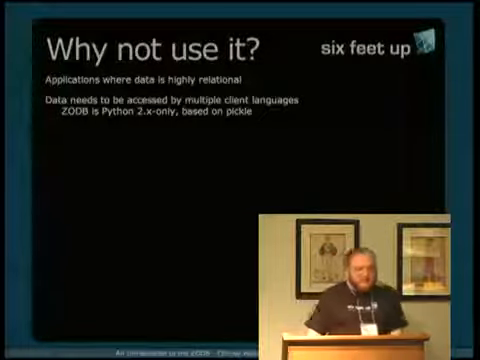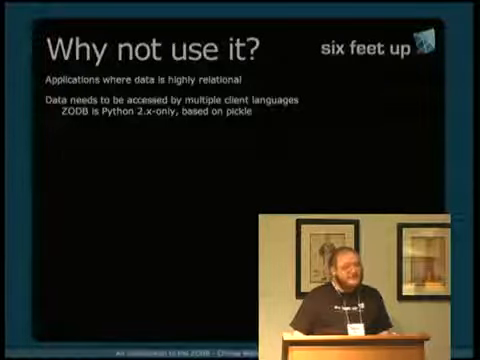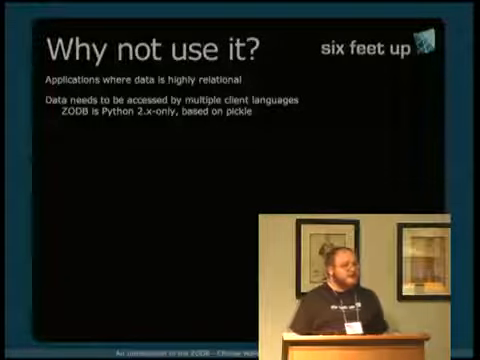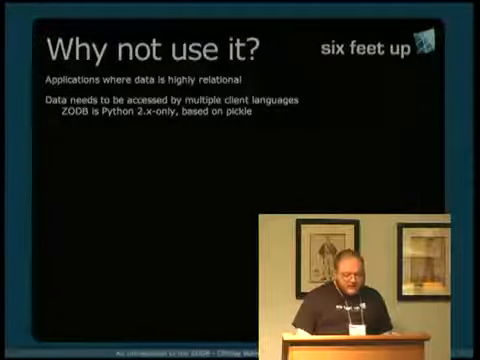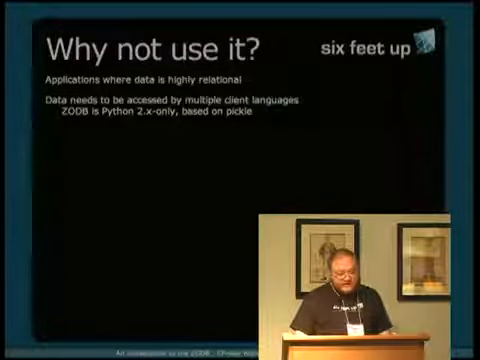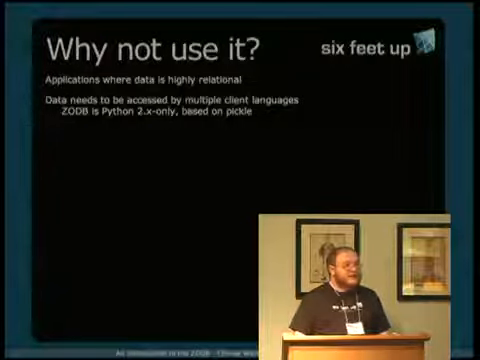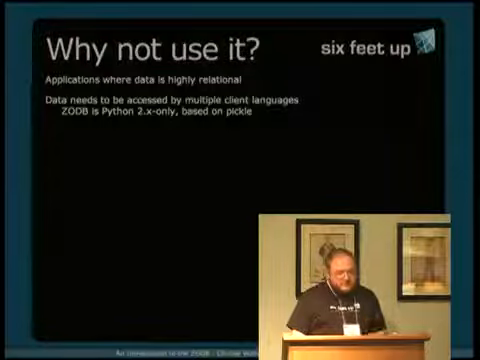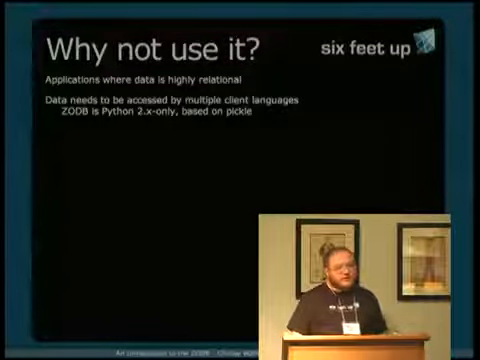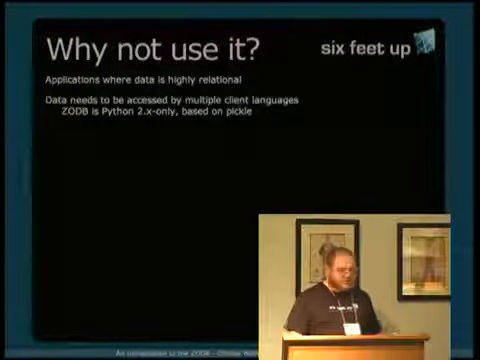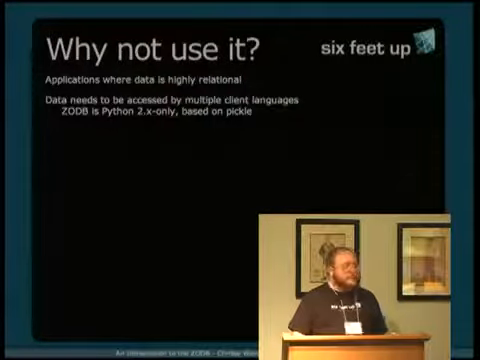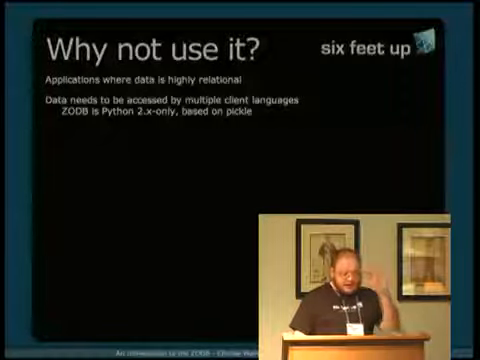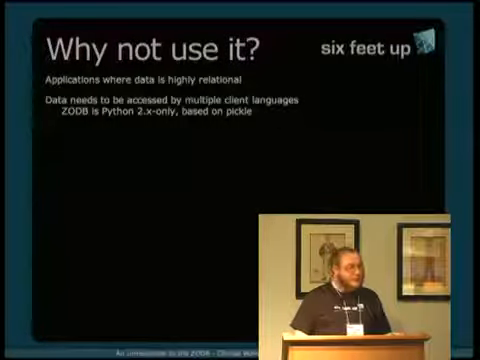So it's not a good fit when you've got data that's really highly relational, where you might have a lot of many-to-many relationships that are just inherent in the data. Also, if your data needs to be accessed by more than one language, like if you need to access it directly from Ruby and Python and Java, this won't be a good fit because everything that is stored is a Python pickle representation. And currently it is only on Python 2.x. 2.7 does work, but Python 3 is not supported yet.